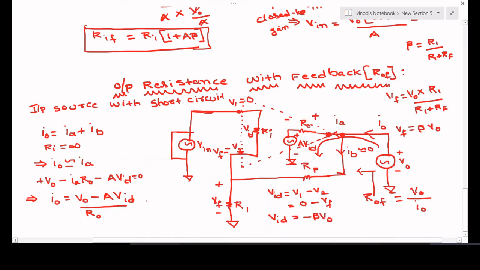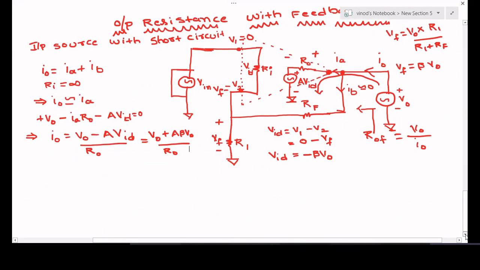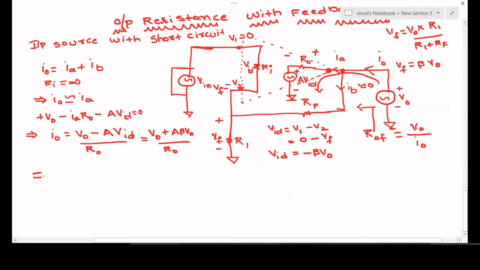Now substitute here. So VID is nothing but minus beta V0, and this minus minus will get plus. So replace VID with beta V0 by R0. Now you see the entire expression is converted in terms of V0 and R0. So what is I0 from here? So I0, you take V0 common here, V0 into 1 plus A beta by R0.